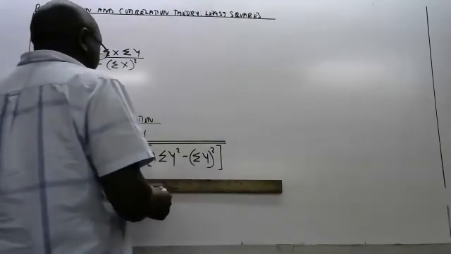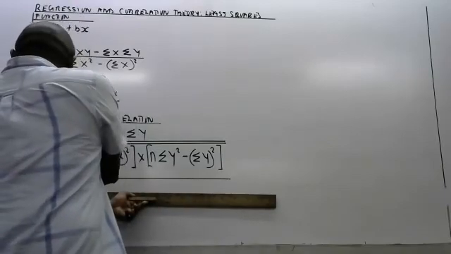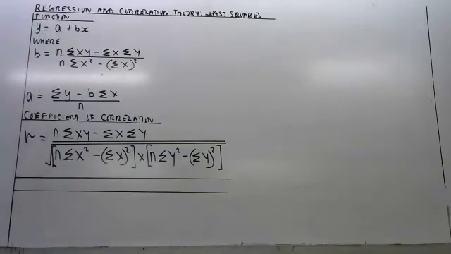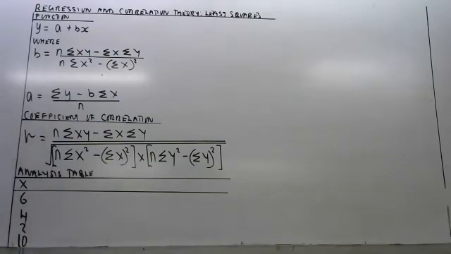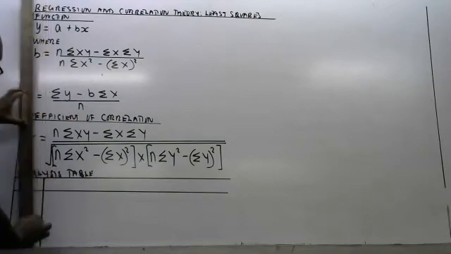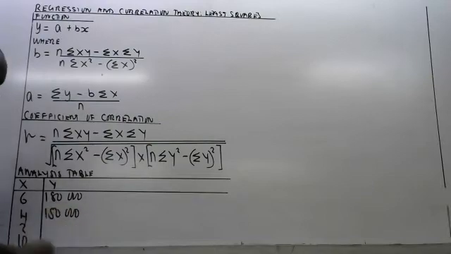Then from there we say draw the analysis table. The analysis table where we have column X. X will be the experience. I have 6, 4, 2, 10. Then we will have Y. Y is 180,000. I have 150,000. I have 80,000. I have 500,000.